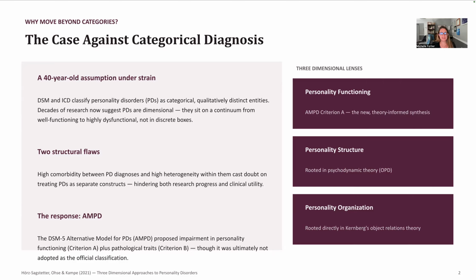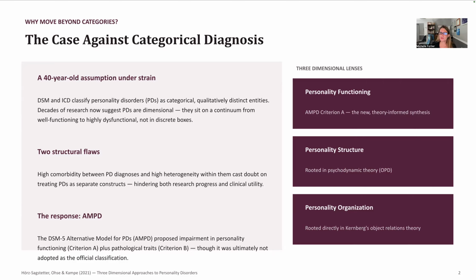The response is the Alternative Model for Personality Disorders, the AMPD, which proposes impairment in personality functioning, criterion A, plus pathological traits, criterion B, though it was ultimately not adopted as the official classification at this time. However, I do firmly believe it'd probably be in the DSM-6. And they're changing the name of the DSM. This is going to be interesting.